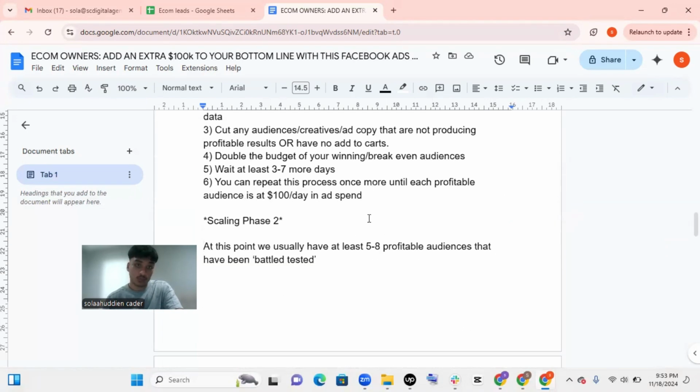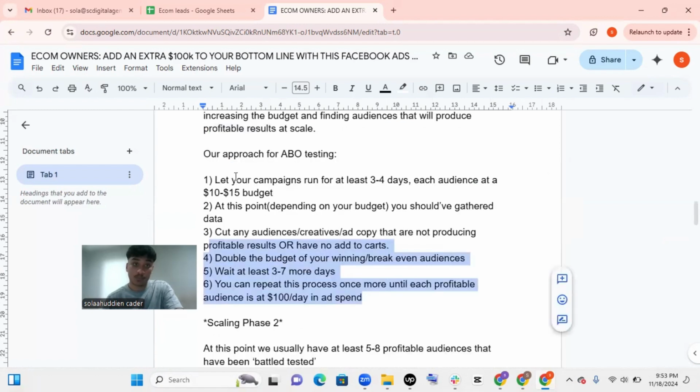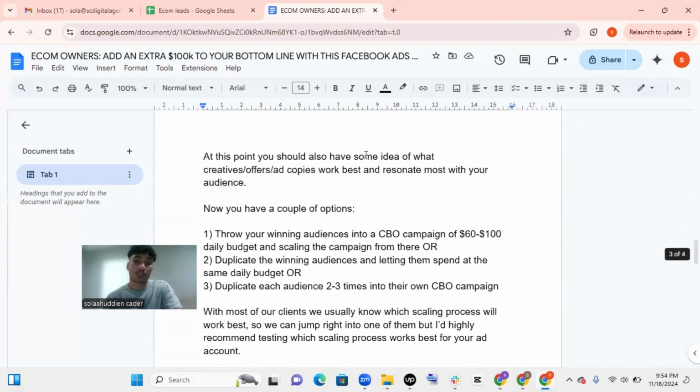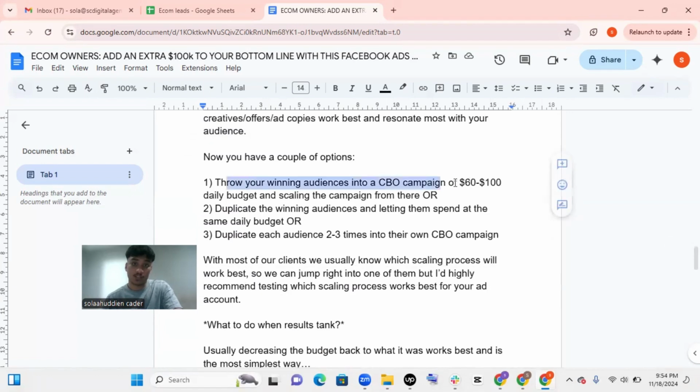Or you can just keep them in the current campaign over here and just let them run and manually increase the budget. But usually what works best for us is throwing these audiences into a CBO campaign at this point, because you have enough data on your account and it will be easy for you to manage everything at the campaign level. So you can scale this from $100 to $500 per day at the ad level, right?